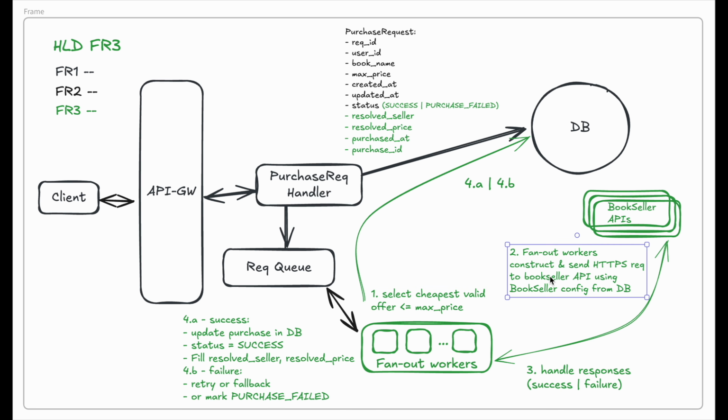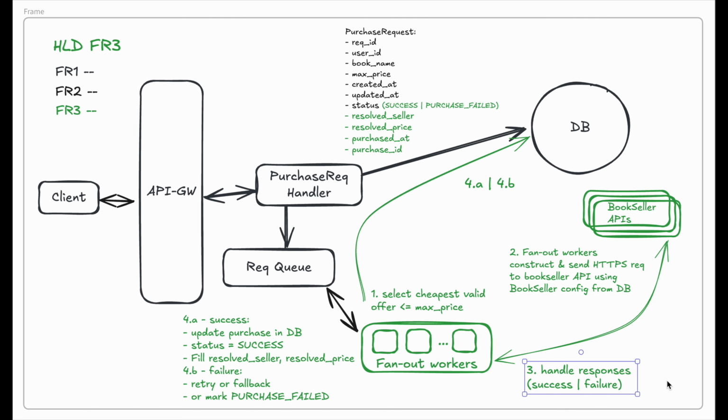Step 2. The final worker initiates a direct HTTPS call to the selected bookseller's purchase API using the configuration stored in the bookseller entity. It builds the HTTP request using the API endpoint, the HTTP request method, the headers template, and the request body template. For example, it has dynamic fields like the ISBN, pricing, shipping information, etc.